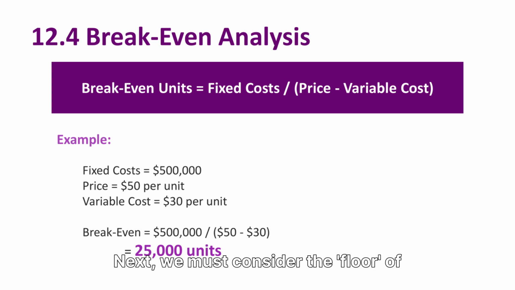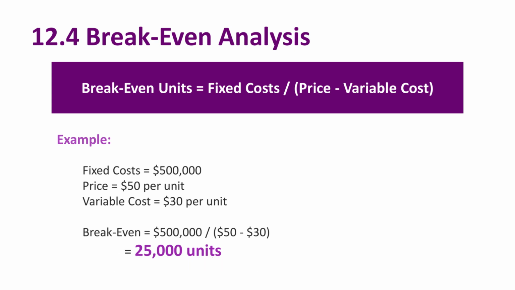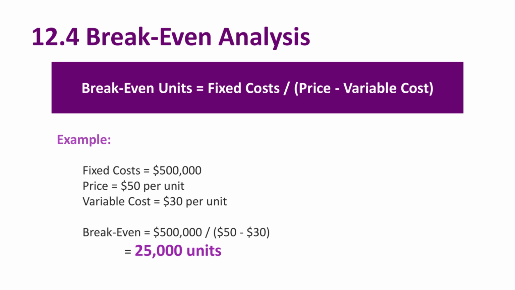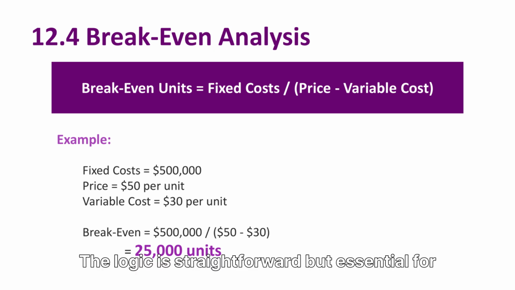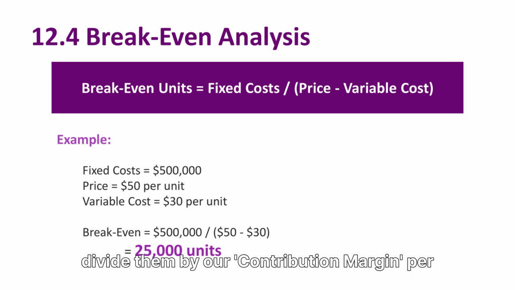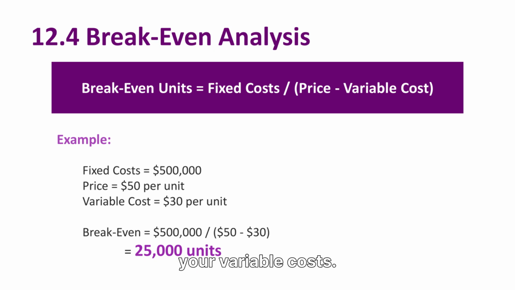Next, we must consider the floor of our business, the break-even point. This is the absolute minimum level of activity required for the business to cover all its costs. The logic is straightforward but essential for risk management. We take our total fixed costs and divide them by our contribution margin per unit, which is simply your selling price minus your variable costs.